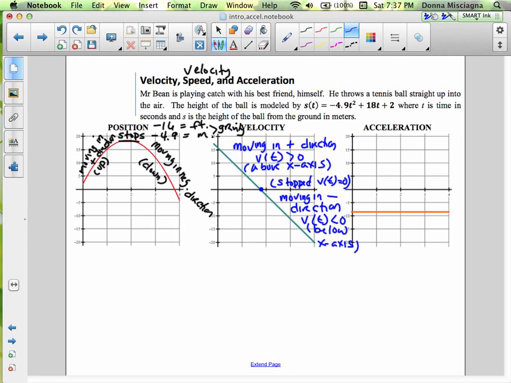There we go. Let's compare, now if we were looking at speed as opposed to velocity, speed would just, this section here, that would just be reflected up.